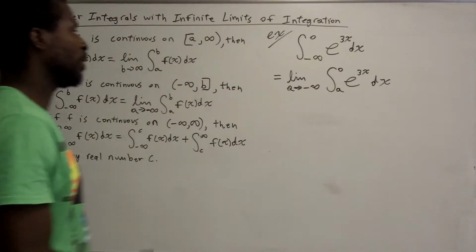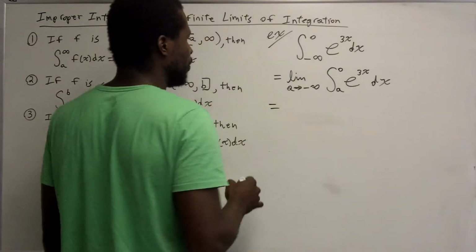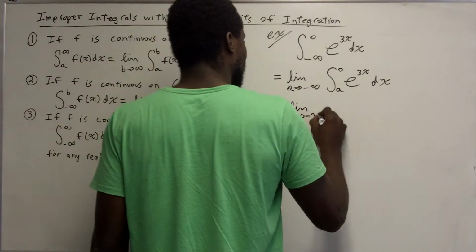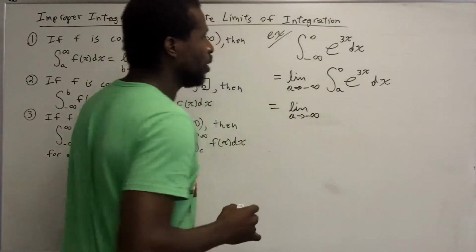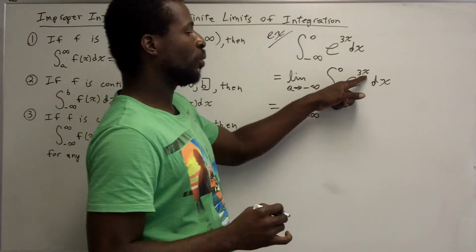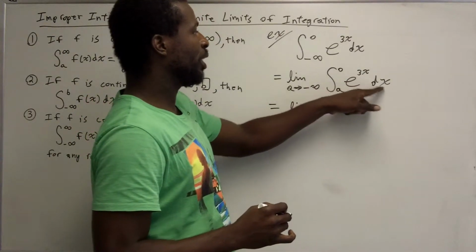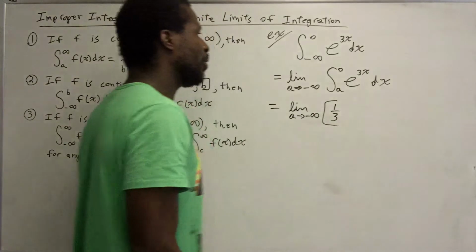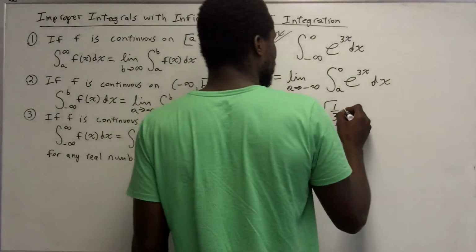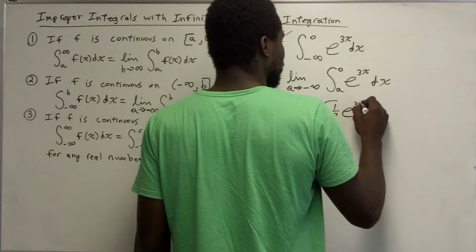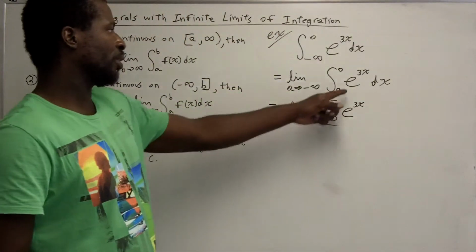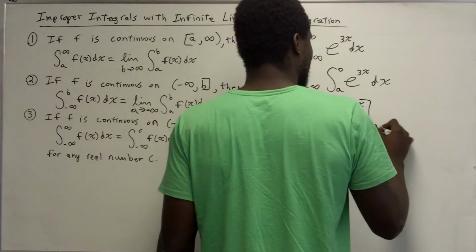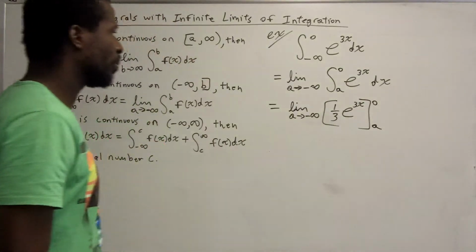So let's go ahead and do the actual integral. Well, this is a u substitution. We have here the limit as a approaches negative infinity. When you do your u substitution, u is going to be 3x, so du is going to be 3 dx. You need a 3 in here, which means you're going to put a 1/3 in the front. And the integral of e to the u du is just e to the u. So when you integrate e to the 3x dx, you get 1/3 e to the 3x, and this is going from a to 0.